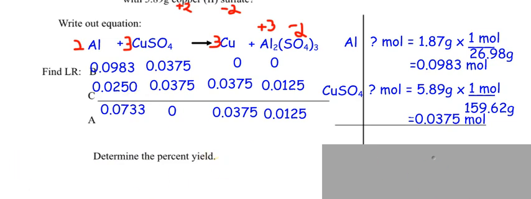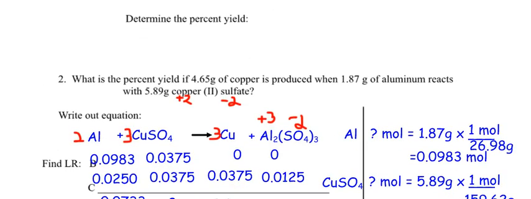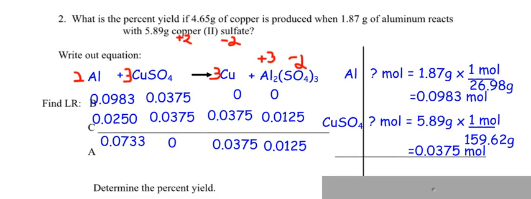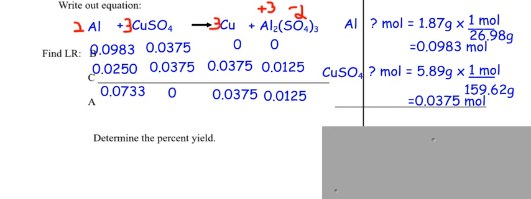Let's go back and reread the problem. What is the percent yield if 4.65 grams of copper? So I need to do something with copper. So let's go ahead and determine how many grams of copper I should theoretically produce. So why don't you pause this and see what you come up with.